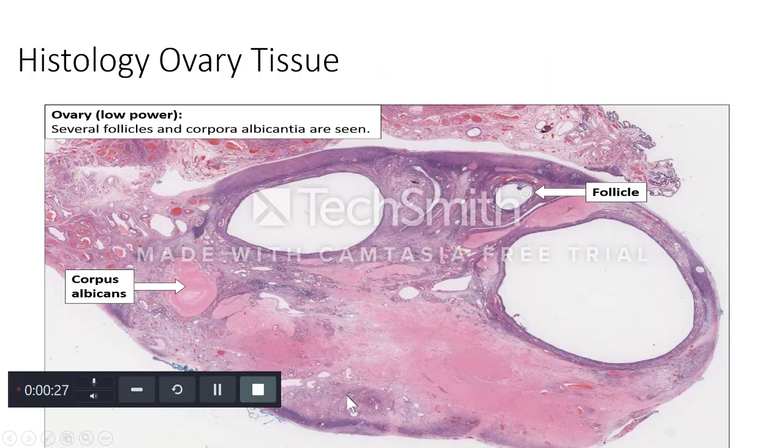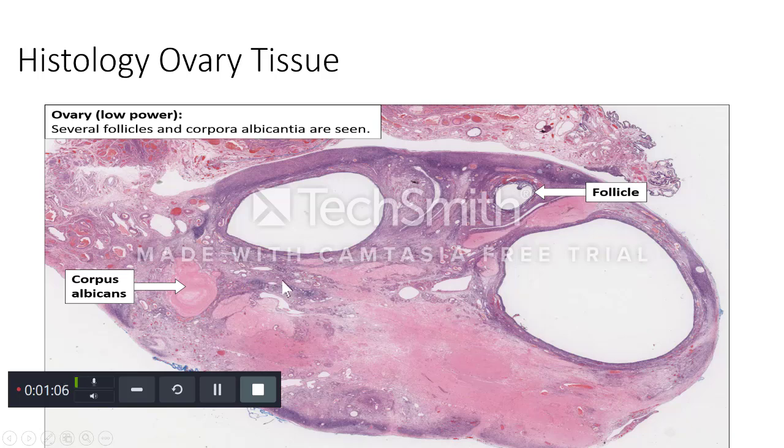Slide one: microscopic histology of ovary tissue. First, you must use the low-power lens, the number 4 lens. When you see through this lens, you can see this picture. This is ovary tissue divided into two parts. One part is the cortex, and this is the medulla.